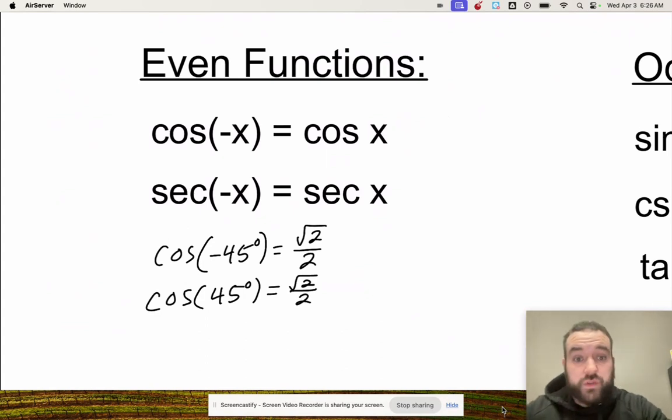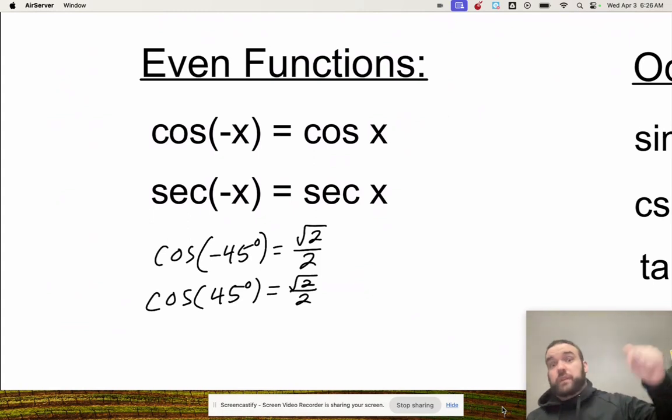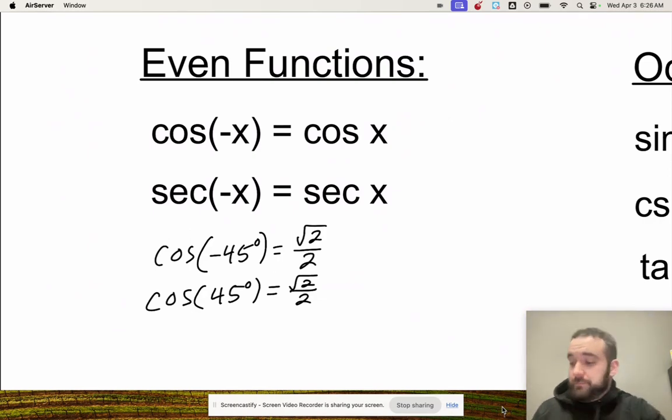And this is true. So for cosine, I could pick any angle, and this relationship would be true. Cosine of negative 60 is the same as cosine of positive 60. So with cosine and secant, because secant is the reciprocal of cosine, if I make the input negative, that actually doesn't change the output at all. So effectively, if I see cosine of negative x, that is just the same as cosine of x. Okay, so cosine and secant are what we call even functions. That negative in the input can be removed without changing the value.